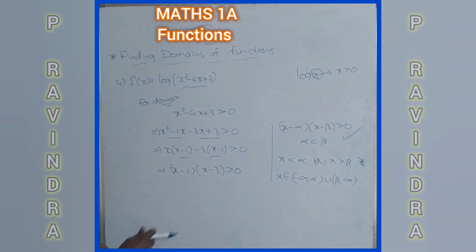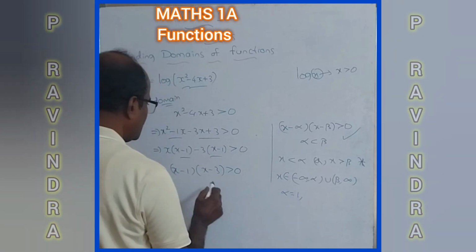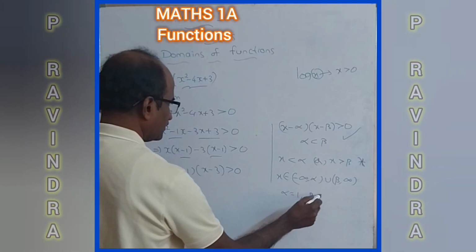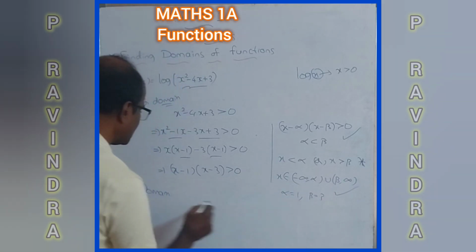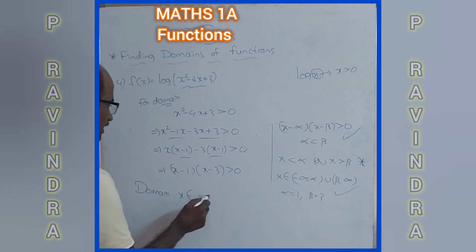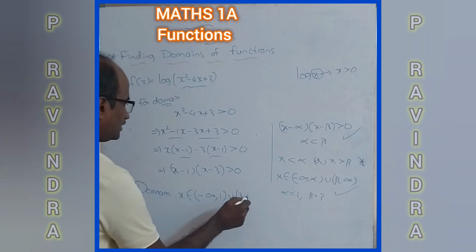Therefore, according to that, here 1 is alpha because that is the smaller root. 3 is beta, that is the bigger root, isn't it? So therefore, the domain you can directly write like this according to this concept which you have to remember, that is x belongs to minus infinity to 1, the smaller one, union 3 to infinity.